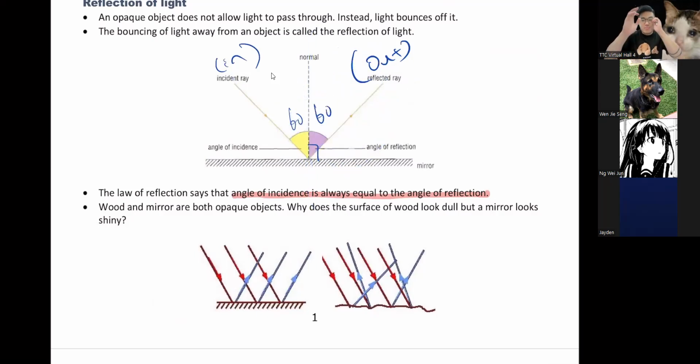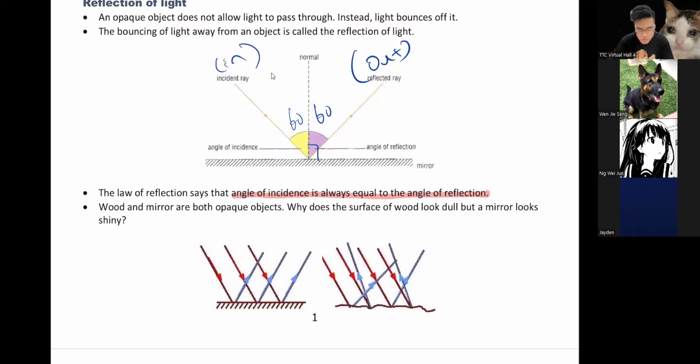Okay, so let me repeat again. Angle of incidence, the going in angle, is always the same as the going out angle, the angle of reflection. So you will see two lines of the same angle for sure. Okay, and we don't measure it from here. Don't ask me why, but we just don't. We don't use this angle here. We measure it from the normal. This is why we draw the normal.